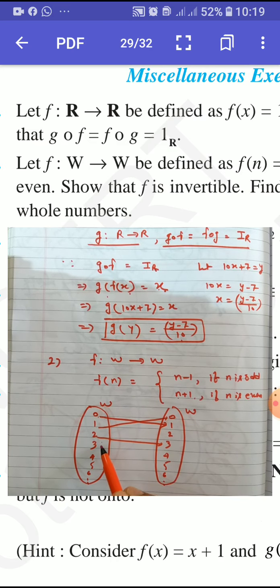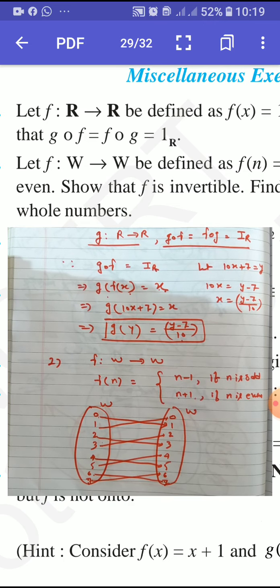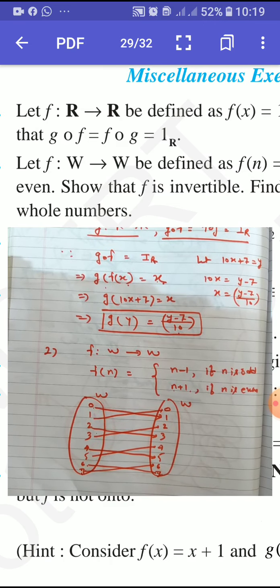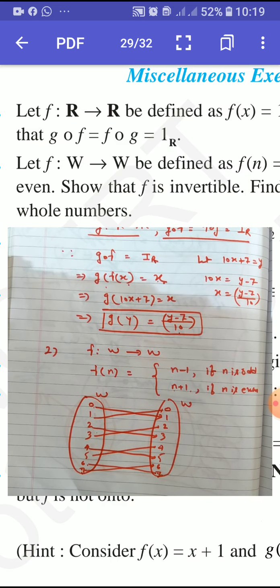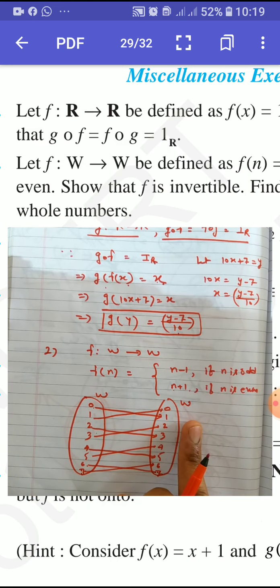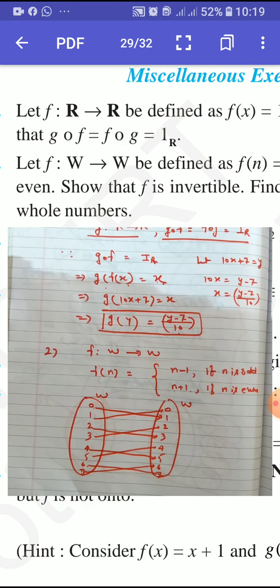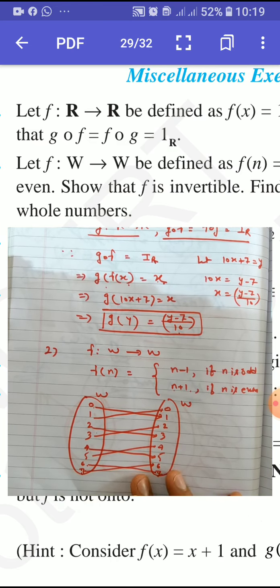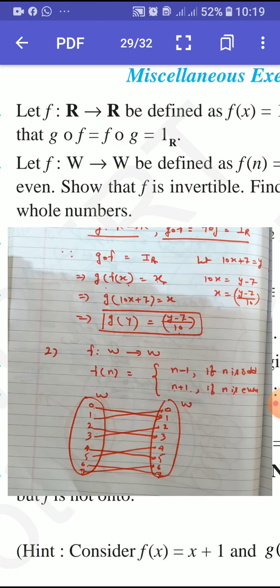Image of 3: odd, minus 1, gives 2. Image of 4: even plus 1 gives 5. Image of 5 is 4. Image of 6: 6 is even, plus 1 gives 7. Image of 7: 7 minus 1 gives 6. This means no element is left out and each element has a distinct image in codomain W. So my dear student, we can say that the given function is one-one and onto, hence it is invertible. Right?